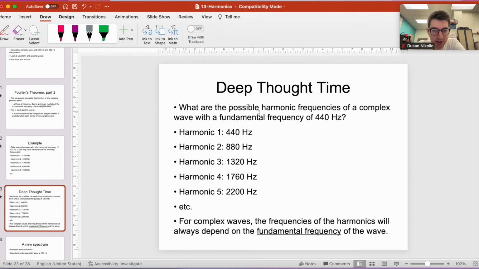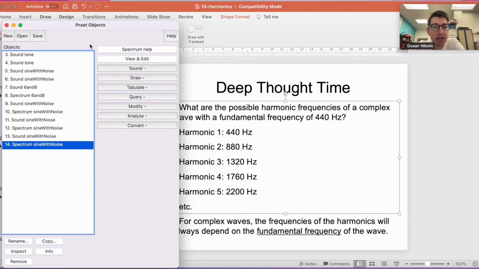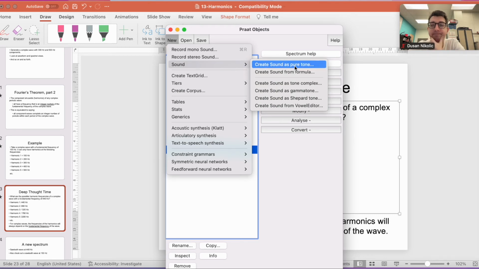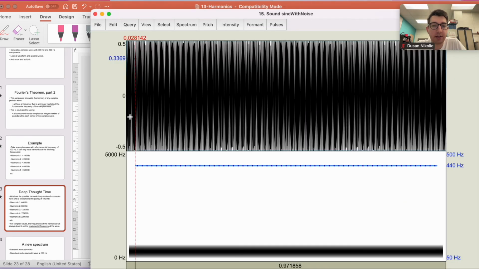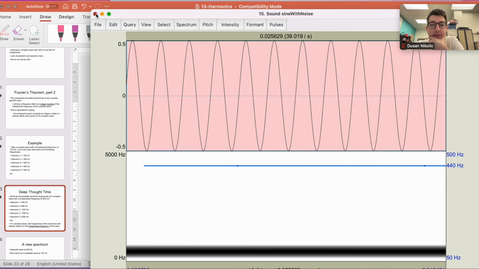Another deep thought question: what are the possible harmonic frequencies of a complex wave with a fundamental frequency of 440 hertz? If I do the following, for example, sound from formula. What I'm going to do here now is create a 440, right? This is okay. Let's see what we get here. Yeah, we get a simple sine wave.